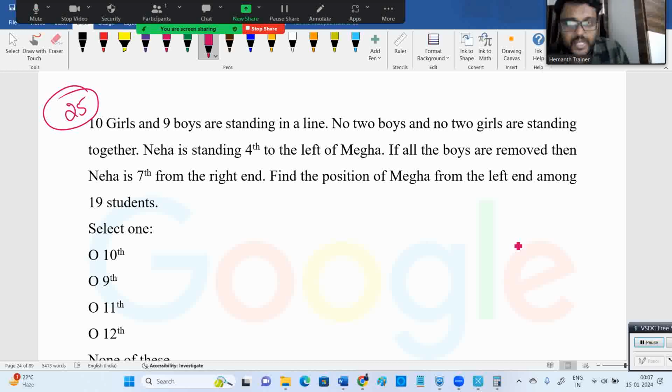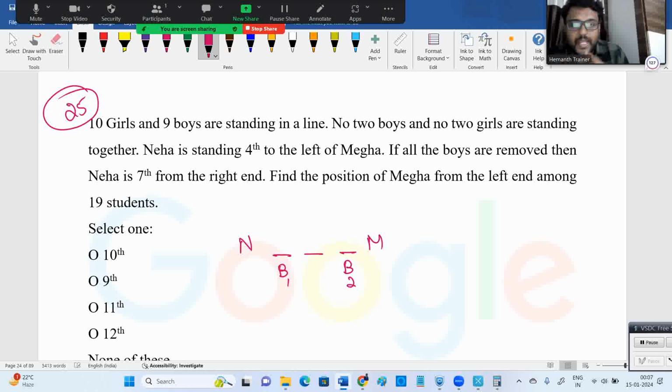Okay, so we have 10 girls and 9 boys, total 19. Boys and girls are not standing together, which means boy and girl alternate. You understand, boys and girls alternate. Neha is standing fourth to the left of Megha. Megha, first, second, third, fourth, Neha. Here, a boy will be there. This is a boy. Here, girl. Here, boy is there. Two boys are there in between.